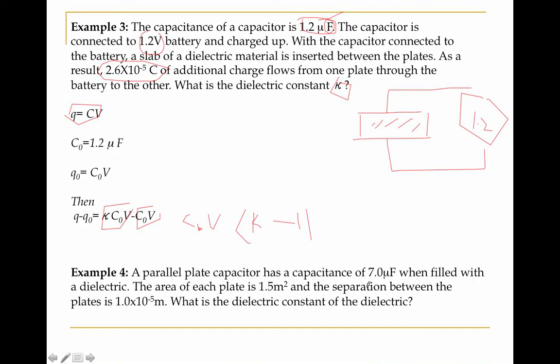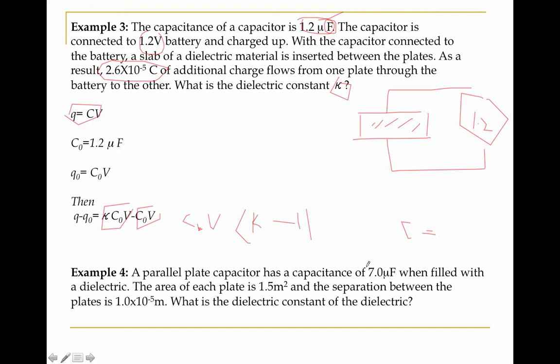A parallel plate capacitor has a capacitance of kappa when filled with dielectric. The area of the plate is kappa, the separation between the plates kappa. What's the dielectric constant? So in here, what do I have to do? I first have to find C, which is simply epsilon A divided by D. I have A, I have D, and epsilon, of course, is known, so I can find C. Okay, and what's the dielectric constant?